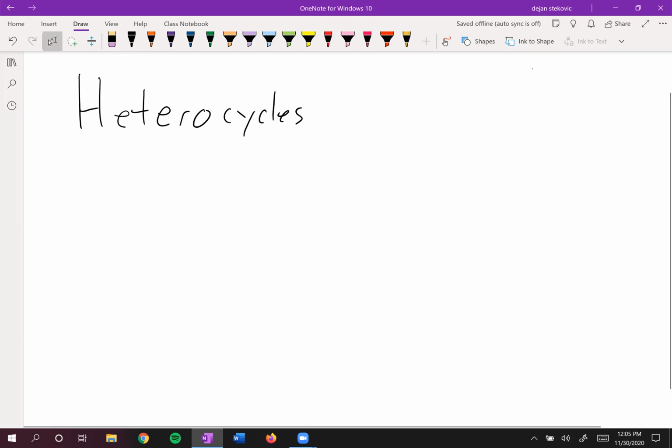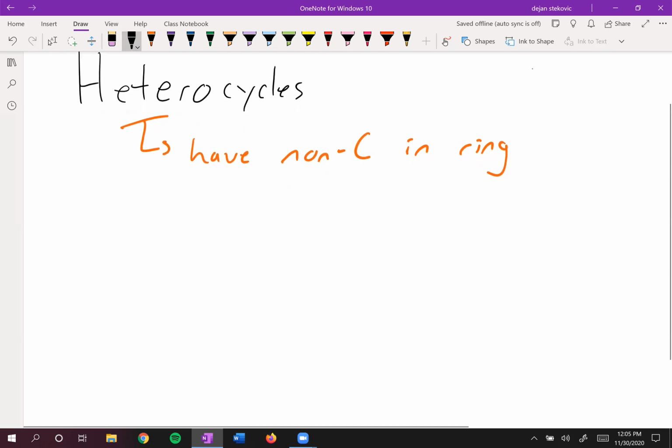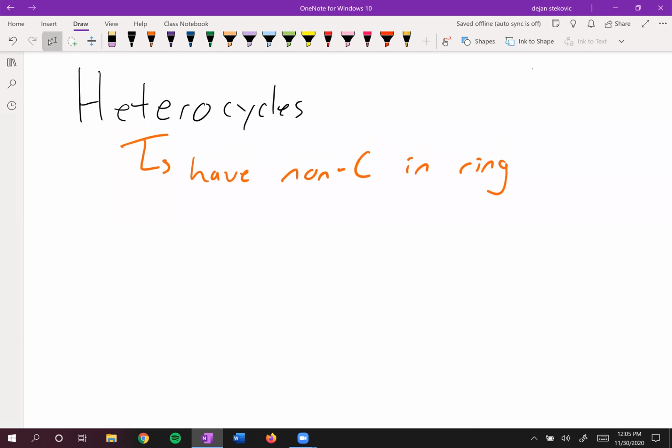Next up, we can have heterocycles. These have a non-carbon atom in the ring. Oftentimes this means that we're going to have some lone pairs in here as well. The trick is, will this lone pair donate into this pi system or not? It will donate if it forms an aromatic compound. If it doesn't form an aromatic compound, it won't donate, right?